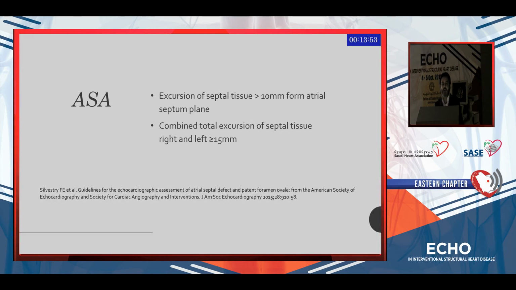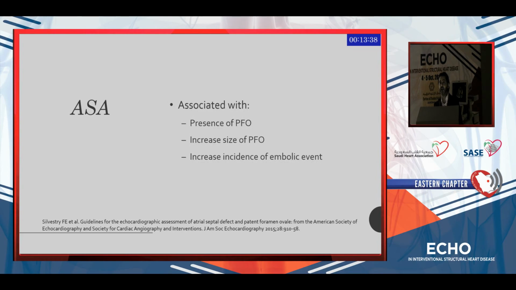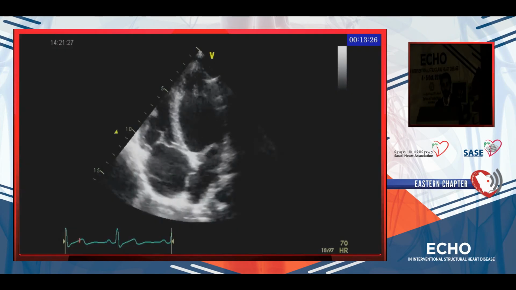Atrial septal aneurysm is defined as excursion from septal plane of more than 10 millimeter or combined total excursion, left and right, of 15 and more millimeter. So why atrial septal aneurysm is important? Because it is associated with the presence of PFO, but not only any PFO, but a large size PFO, and of course increased incidence of embolic event.